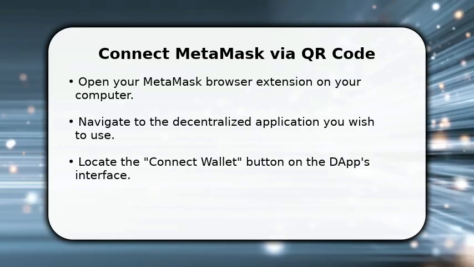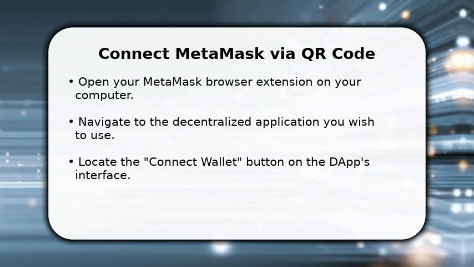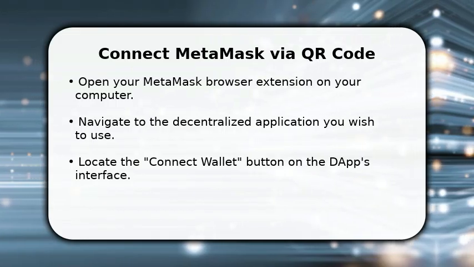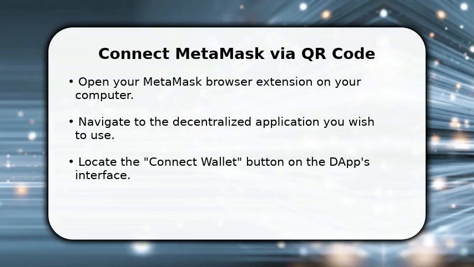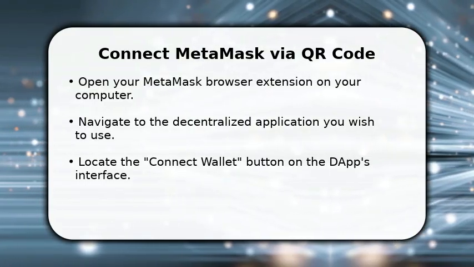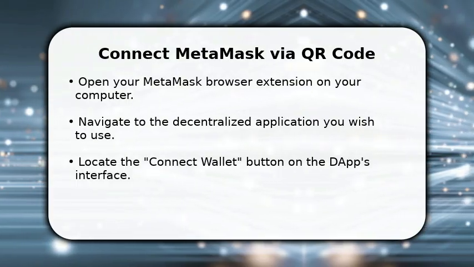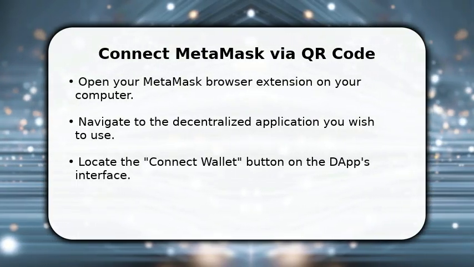In this video, I will explain how to connect MetaMask with a QR code. First, ensure your MetaMask browser extension is open on your computer. Then, go to the decentralized application you want to use. Look for the Connect Wallet or similar button on that application's website. This initial step prepares your desktop for the mobile connection process.